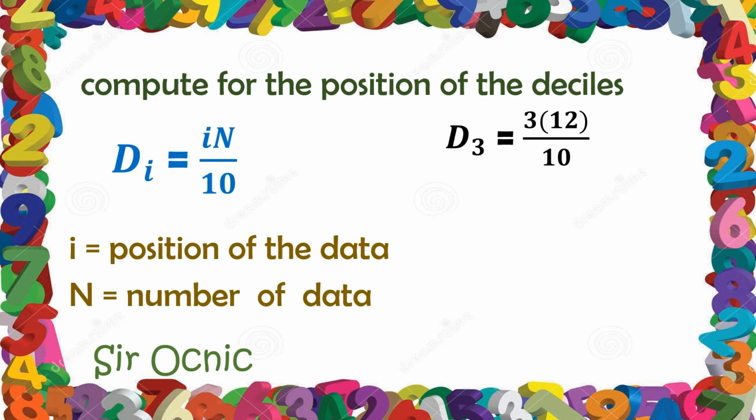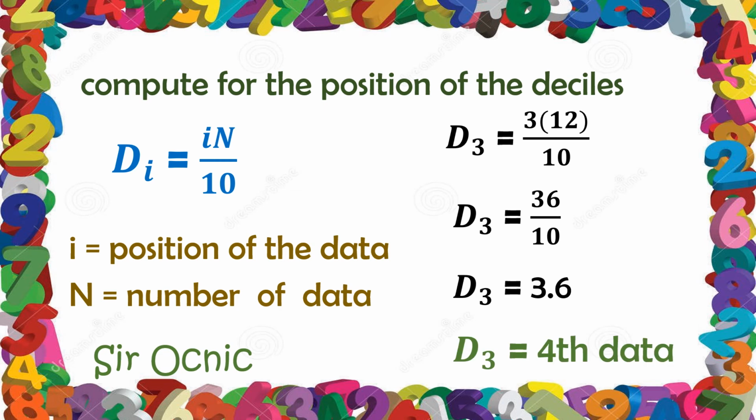For the third decile, we have 3 times 12, since there are 12 total number of observations, all over 10, which is equal to 36 over 10 or simply 3.6. Since the quotient is not an exact number, round to the next whole number. That means that decile 3 is the fourth data.